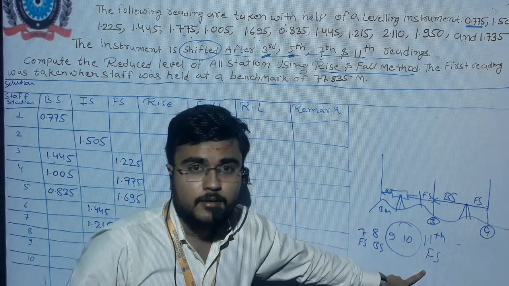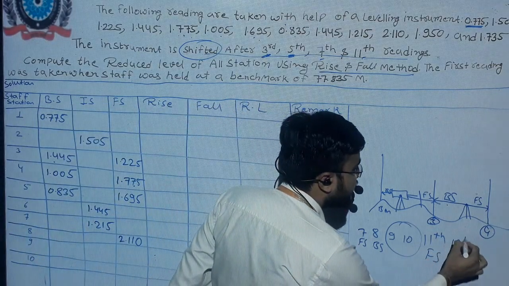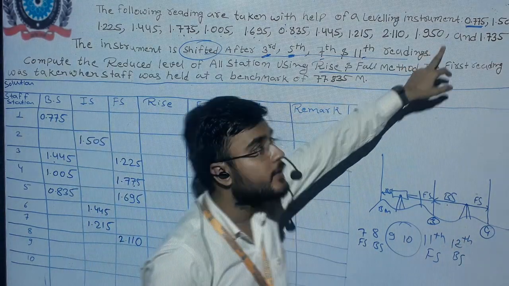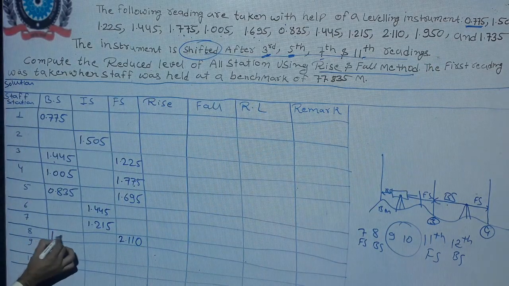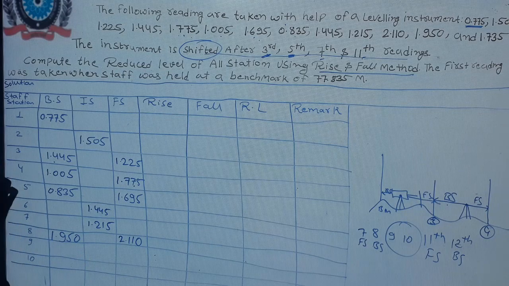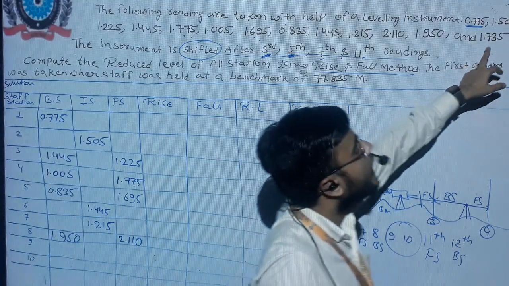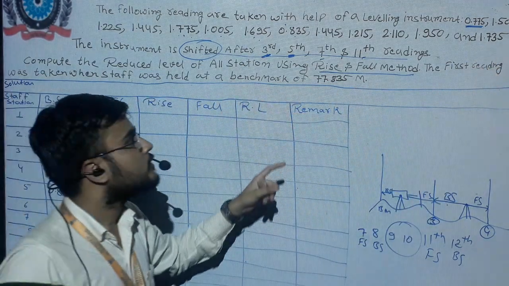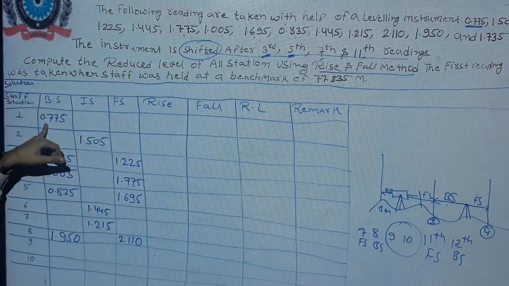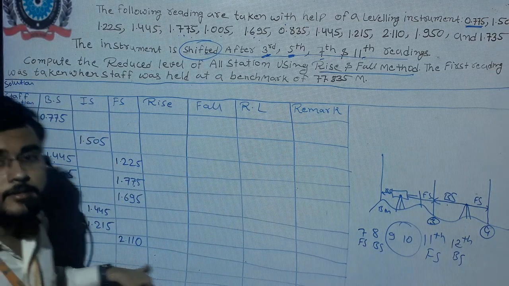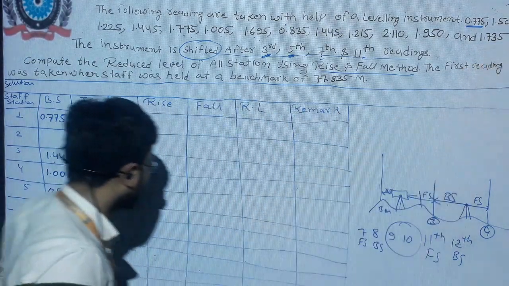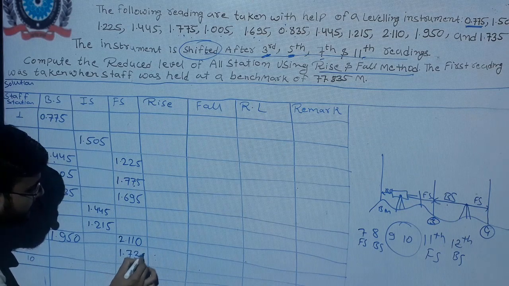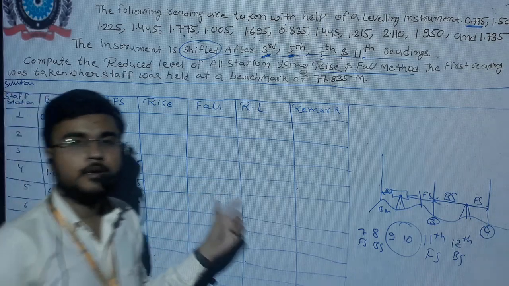After the 11th reading, again we have a backside. It means the 12th reading is the backside. Which is the 12th reading? This is 1.950. Now we have only the last reading, 1.735. It will be considered a foresight, because in the leveling method, the first reading is the backside and the last reading is always the foresight. So I will write here 1.735. Okay, here our table is completed.